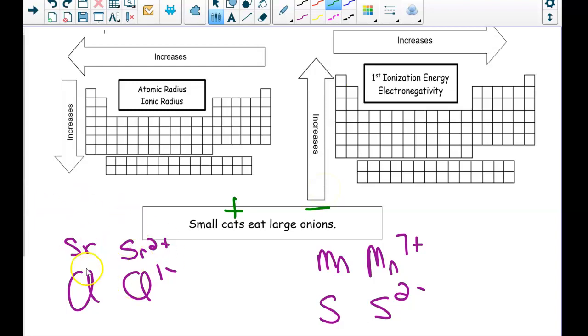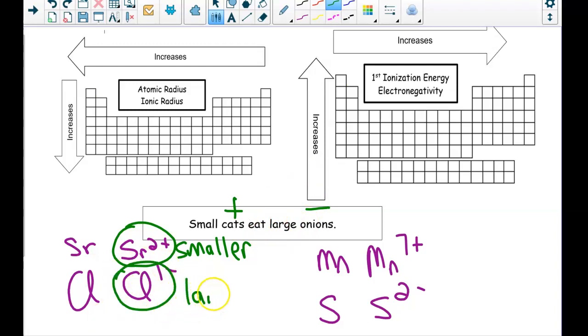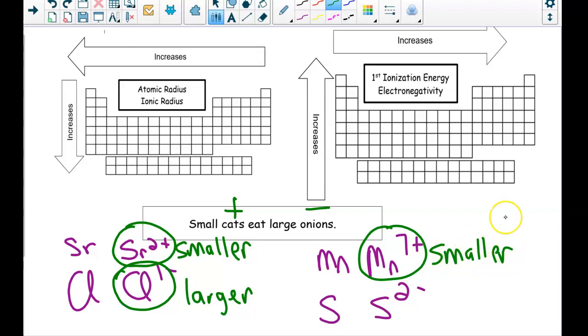So here, we're going to compare the parent atom of strontium to its ion. Small cats tells me that this is smaller, so strontium 2 plus is smaller than its parent atom. Large onions tells me that this one is larger than its parent atom. And if we try it over here again, small cats means this is smaller. So Mn 7 plus, a cation, is smaller than the parent atom of Mn. Large onions means sulfur 2 minus is larger as an ion than its parent.